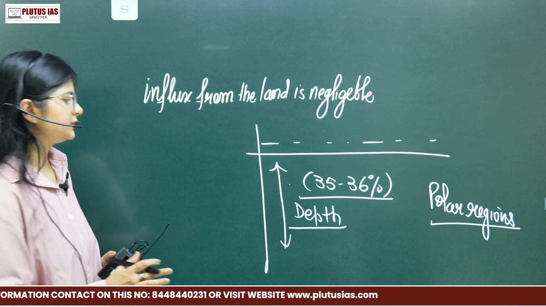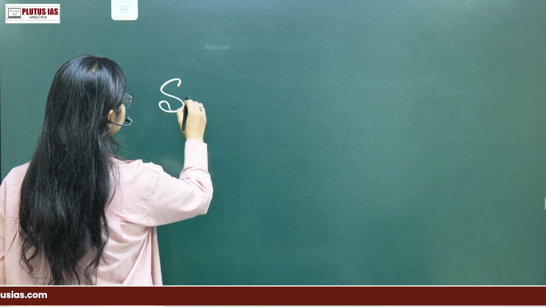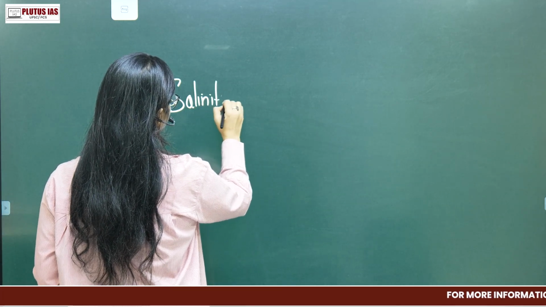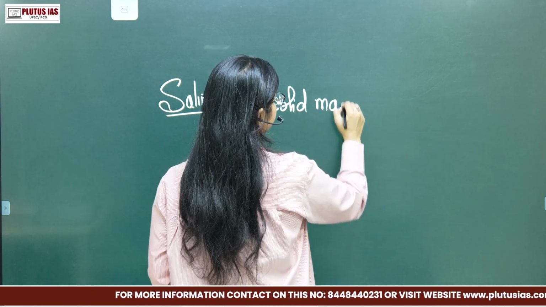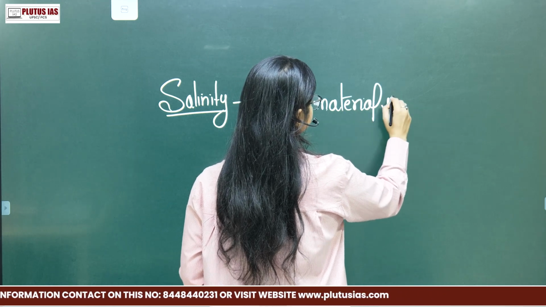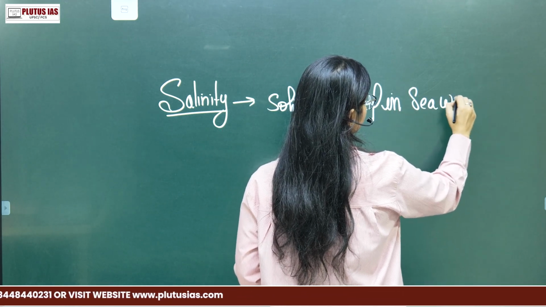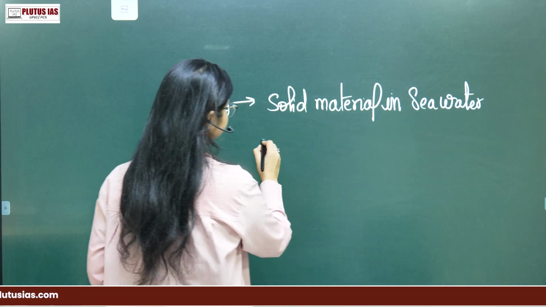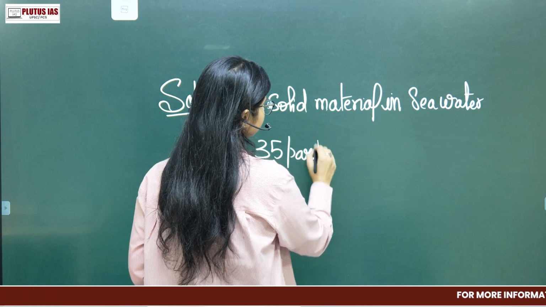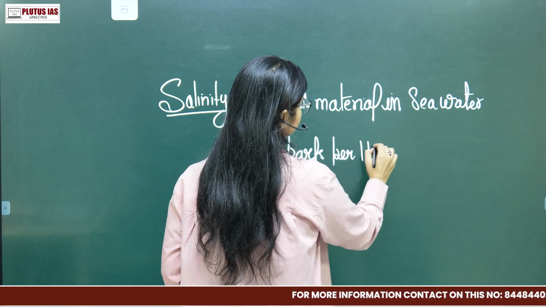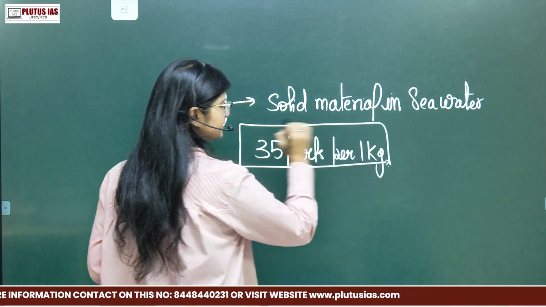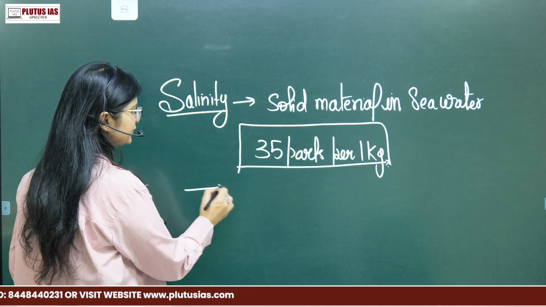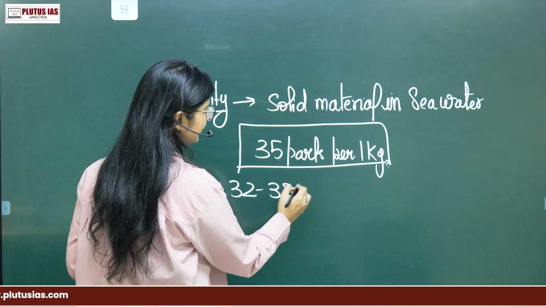So what do you mean by all that? First, what have we discussed? We have discussed that salinity is described as the solid material present in water. I described this as 35 parts per 1 kilogram of water. Right? This is what we have described. Now, what is the range of the salinity? It is 32 to 38%.